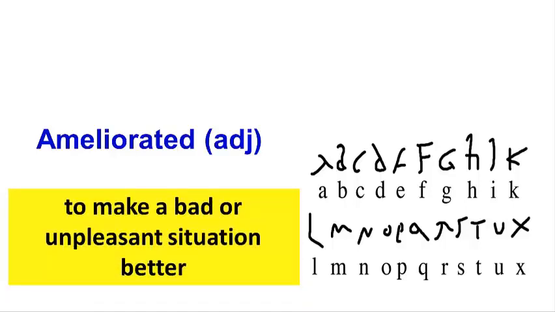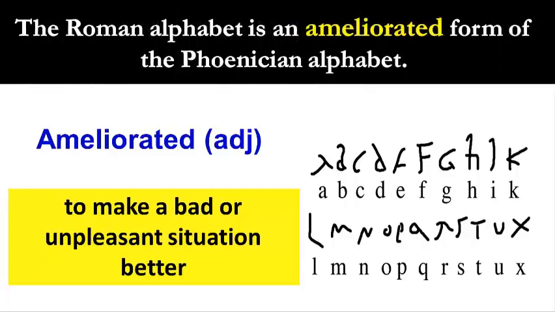ameliorated. It's an adjective, to make a bad or unpleasant situation better. The Roman alphabet is an ameliorated form of the Phoenician alphabet.